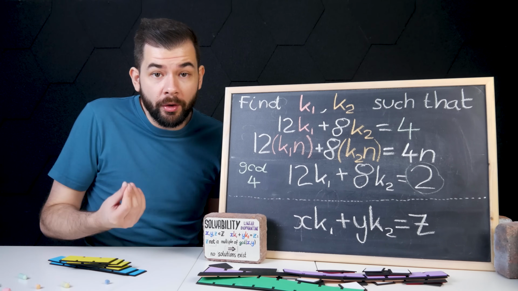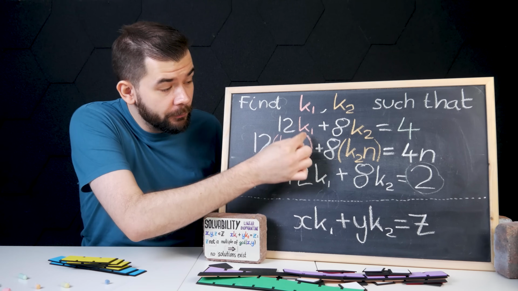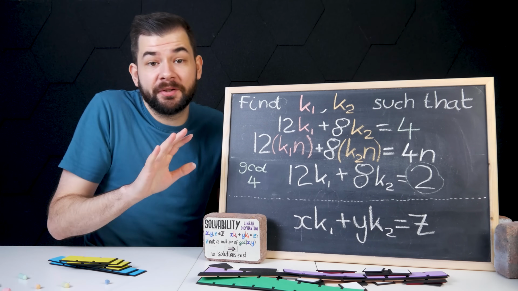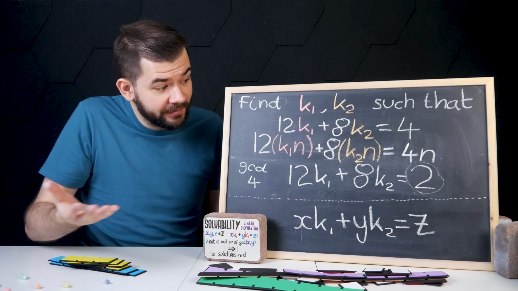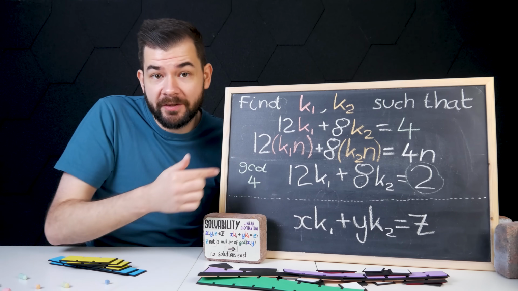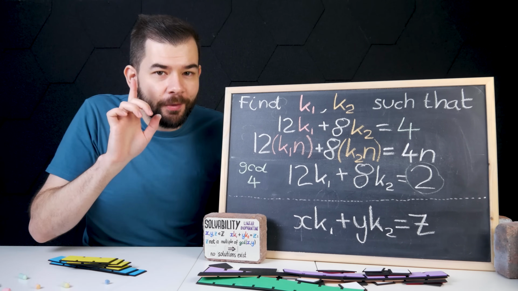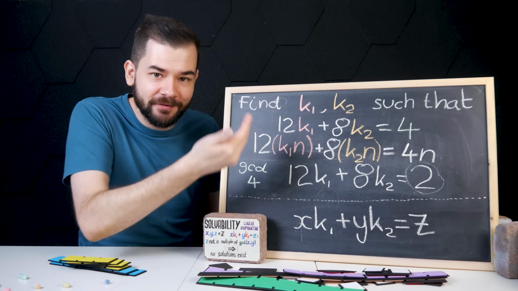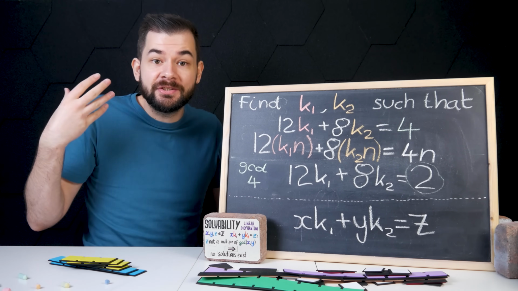So, do k1 and k2 exist such that 12k1 plus 8k2 is 4? You're probably shouting at the screen now saying, yes, obviously, for example, k1 is 1 and k2 is minus 1, and infinitely many others. But remember, we're not here to do this for 8, 12, and 4. We're here to do it in general.